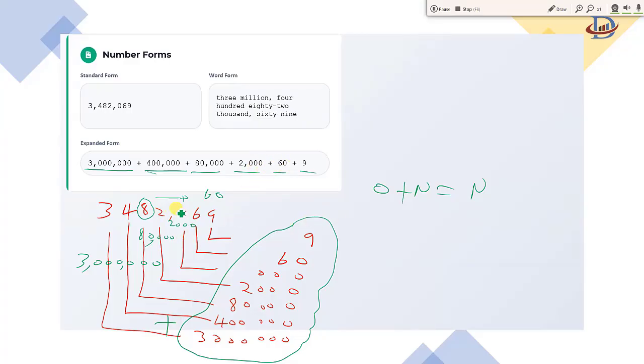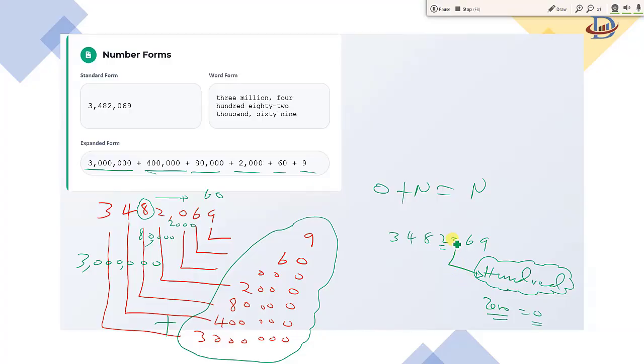But the place value of 0 is 100. Don't forget that concept. So in this number, 3,482,069, the 0 represents the hundreds position. The place value is 100, but the digit value is 0. The place value is the one which makes the difference.